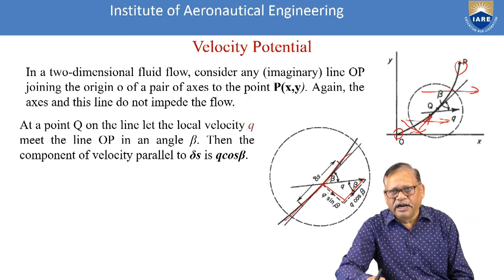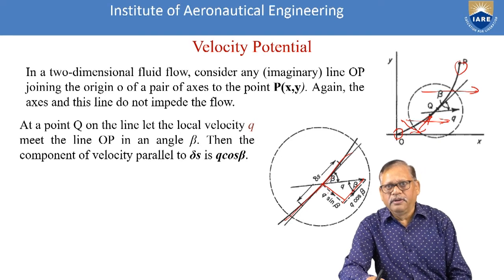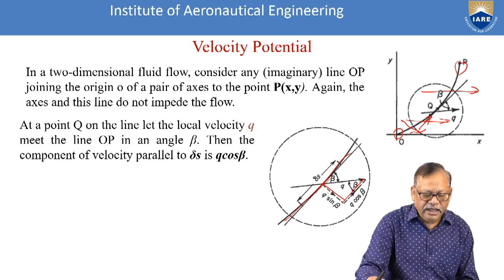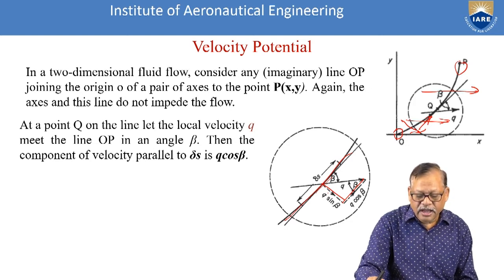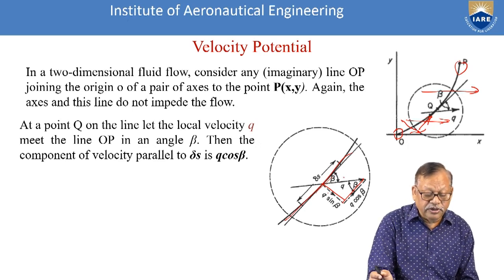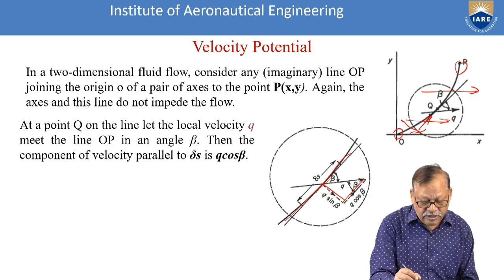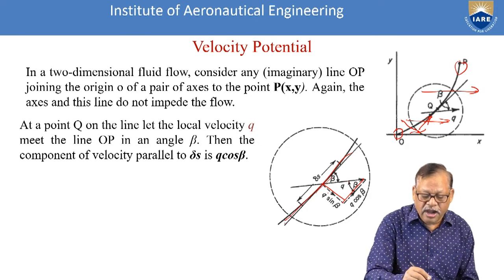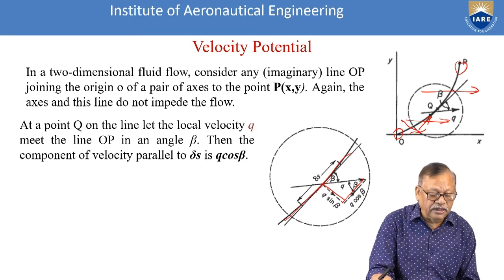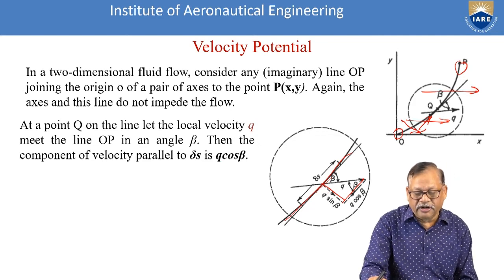So you see at a point on the line, let the local velocity Q meet the line OP at an angle beta. Obviously, beta need not always be 90 degrees, right? If it is 90 degrees, then there is no flow along the line. In case there is a beta angle with some value, then we say that some fluid is going along O to P. So how much is it? Then the velocity parallel to ds is Q cos beta. That is the simple trigonometry result.